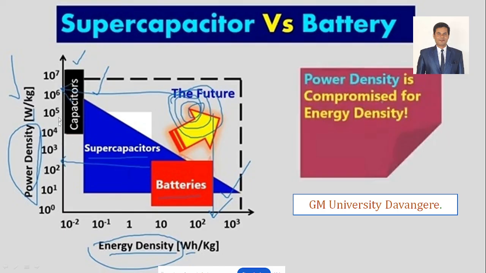When you talk about the capacitors, I'm talking about the capacitor in terms of power density, that is watt per kilogram. So we cannot have the energy density; the energy density will be very less. That is what you have to go for, compromising with the energy density.